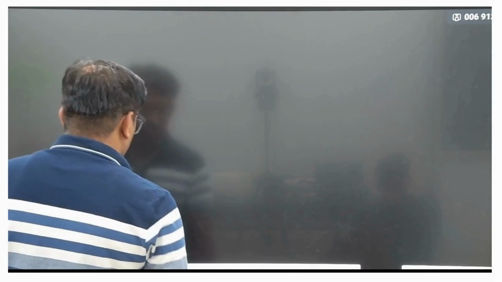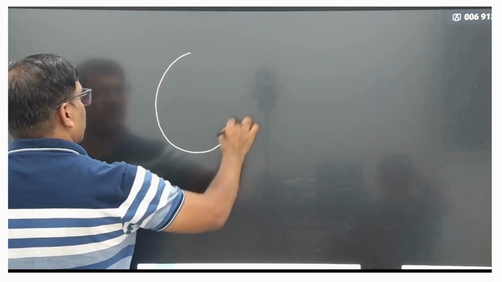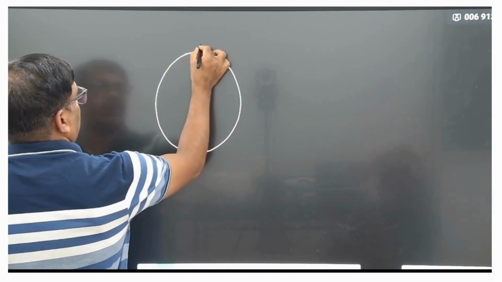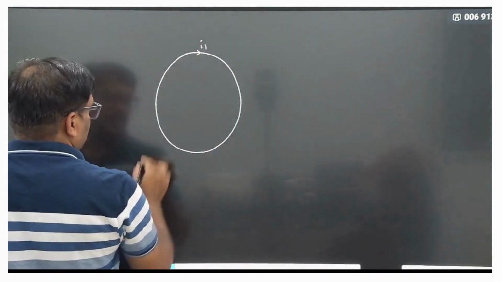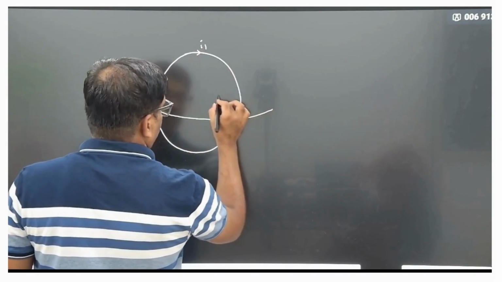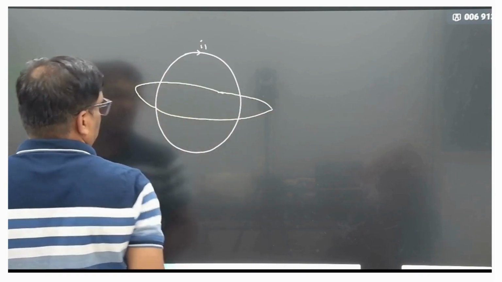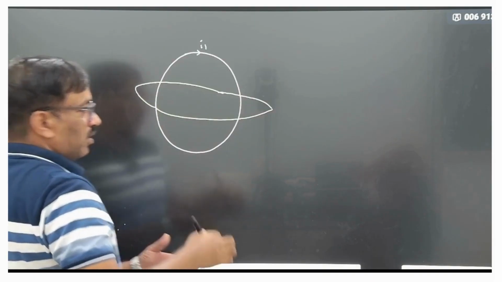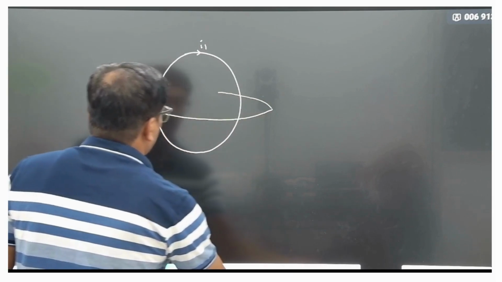Now we'll do one more question. Here suppose there is one circular coil, and one more circular coil here. This is I1, and another circular coil is there. So how is it? It is like this. Imagine like this. Okay, we'll do it now. I'll draw it properly.